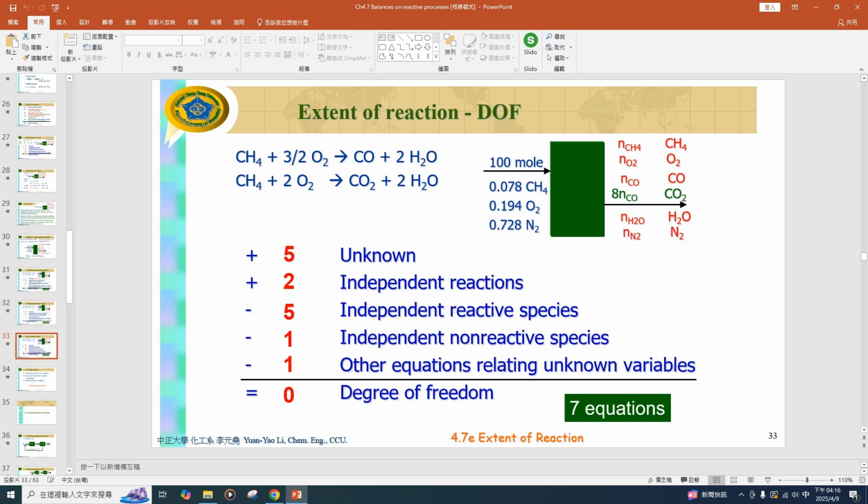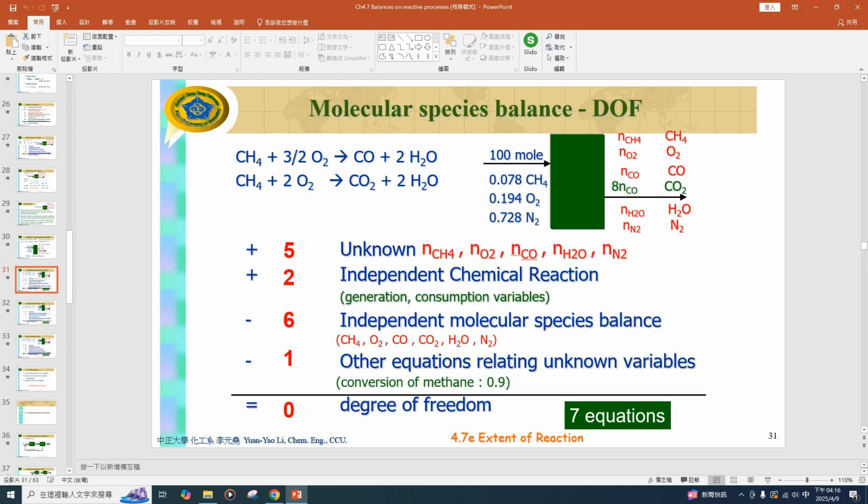For the molecular species balance, there are 4 terms in the DOF. The first term is unknowns: how many unknown species? For example, here there are 5. Then you plus independent chemical reactions. How many independent chemical reactions?